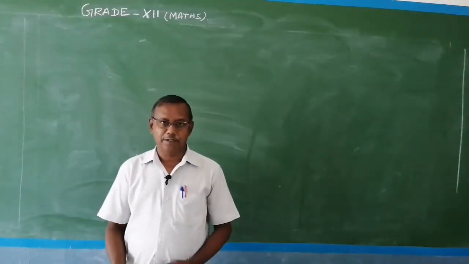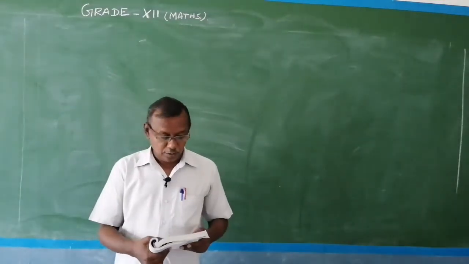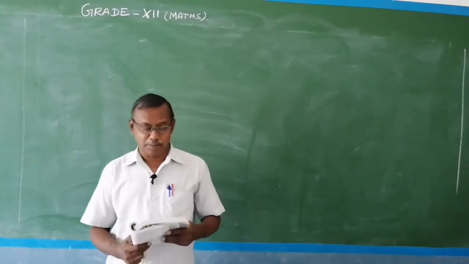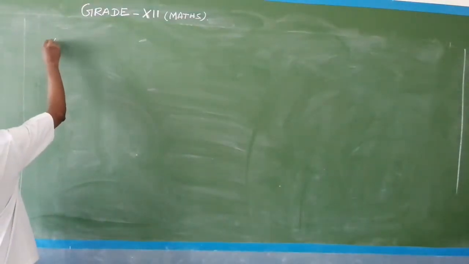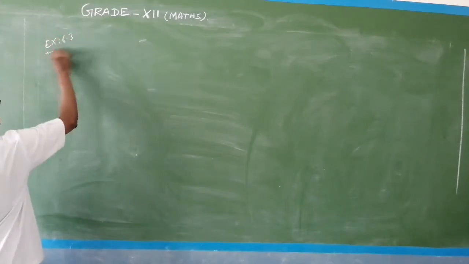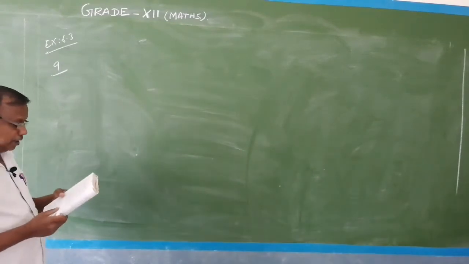Today it is a continuation of exercise 6.3. Now question number 9. Already we have completed 8 problems. Question number 9, exercise 6.3. Find the point on the curve.